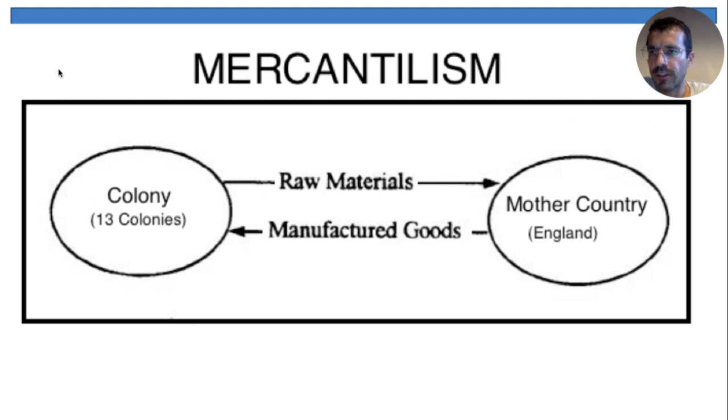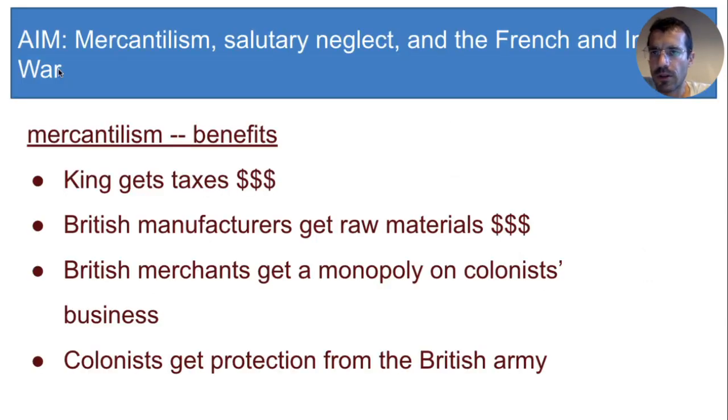Now let's look at some benefits and drawbacks of mercantilism. First, the benefits. The King of England benefited from the money he got by taxing the colonist trade. Meanwhile, manufacturers in England benefited by gaining access to all the valuable natural resources of the 13 colonies. Finally, British merchants benefited by getting a monopoly on the colonists' business.